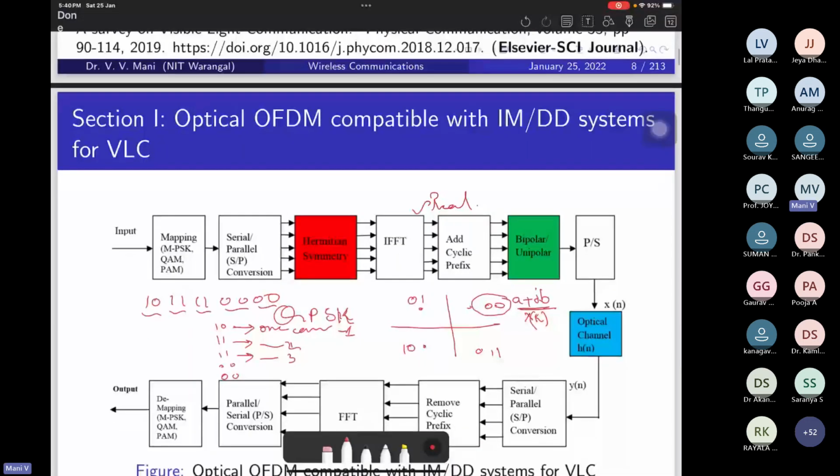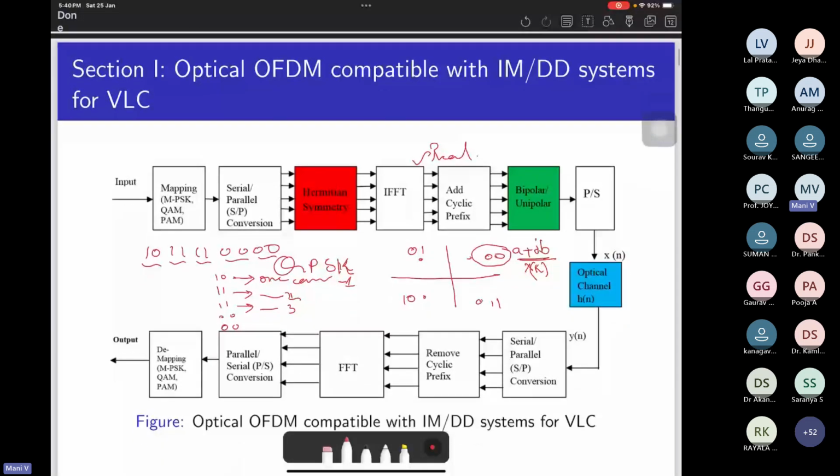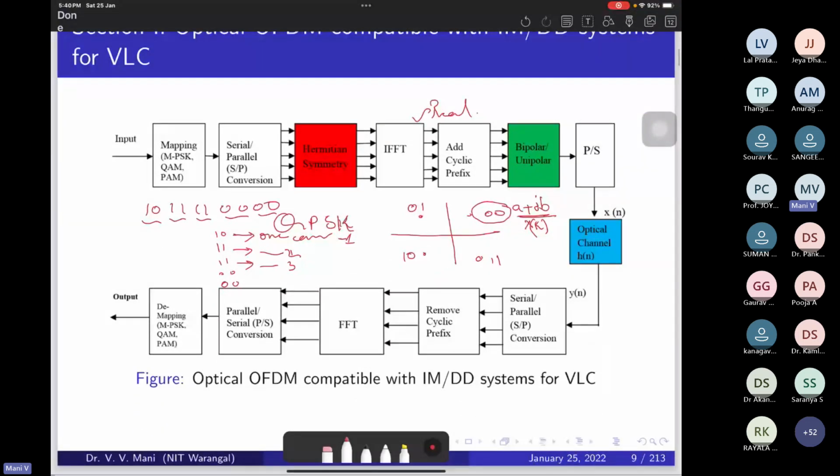So now look at the changes we have brought to OFDM of a wireless communication system to make the system pass this signal through our LED. So first, if you look at it, we have taken an input. This input can be a PAM, QAM, or MPSK, any signal.